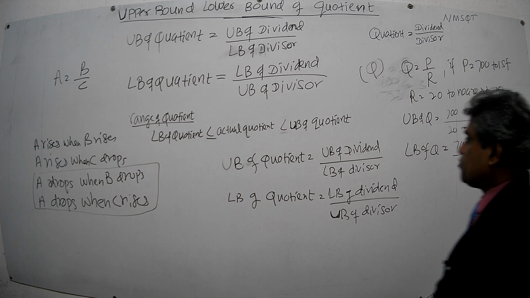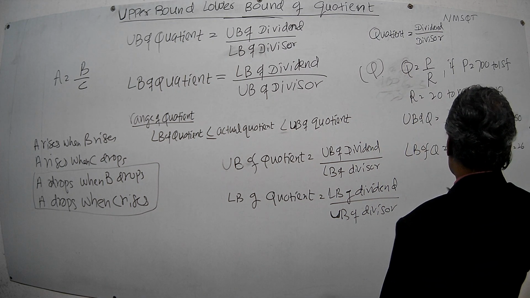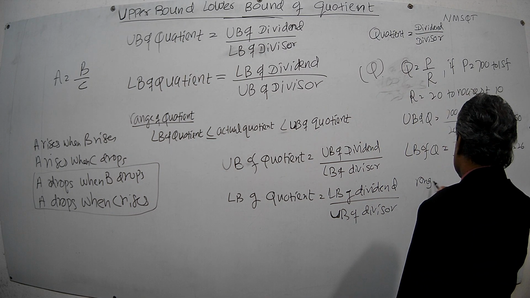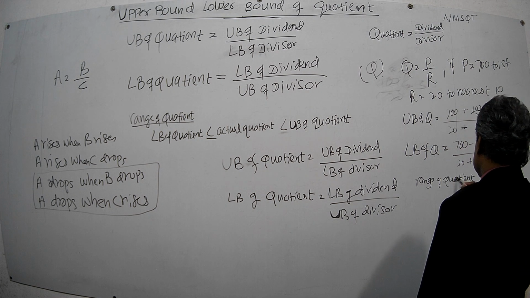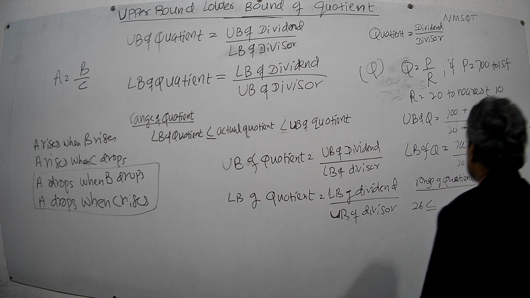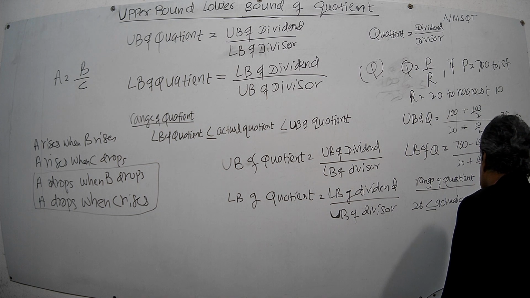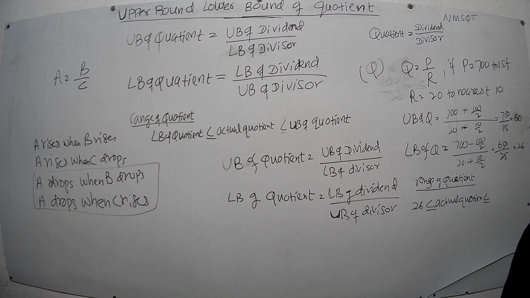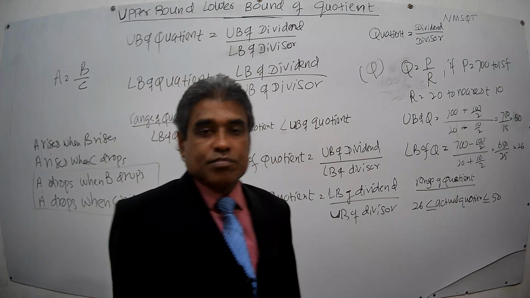Now you find the range. What is the range? You write the lower bound of the quotient, that is 26, less than or equal to the actual quotient, less than the upper bound, 30. That is all about the upper bound and lower bound of a quotient.